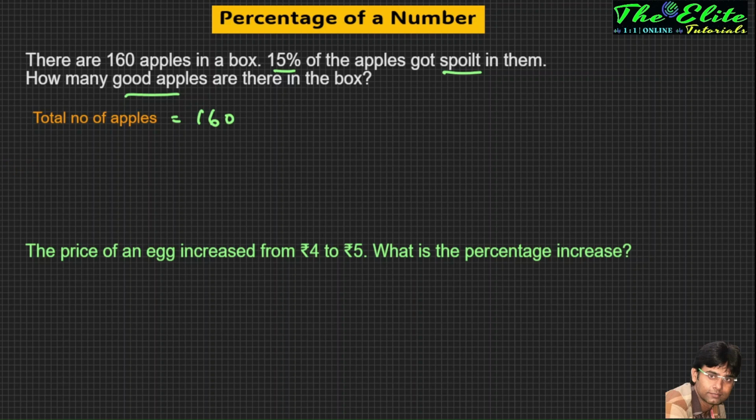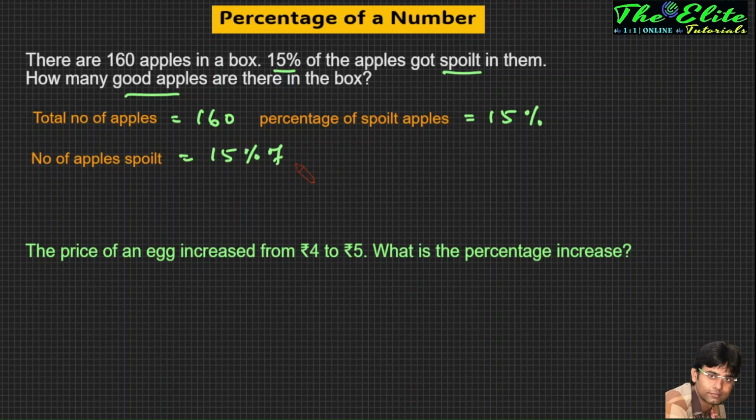Now in the question, the percentage of spoiled apples is 15%. So first we have to find out the number of spoiled apples, and this we can find from the question. It is given 15% of the apples are spoiled. So we will write 15% of the apples, meaning the total apples. The total apples is 160. Now 15% of 160 you have to calculate, okay? It will be 15 upon 100 multiplied by 160.